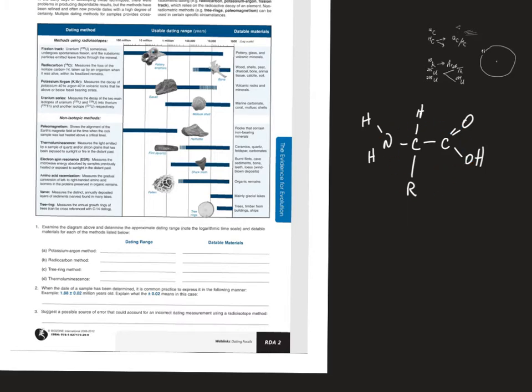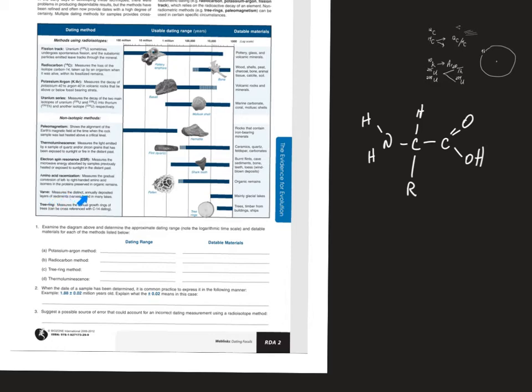Now, amino acids are not like DNA. They actually last a lot longer. They're much more stable, so they can last a pretty long time. You can use amino acid racemization going back 100,000 plus years.